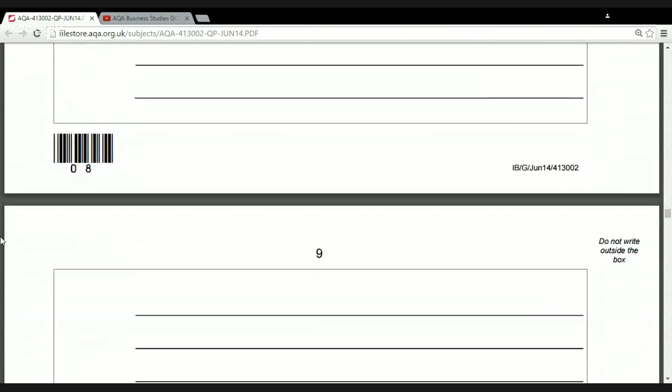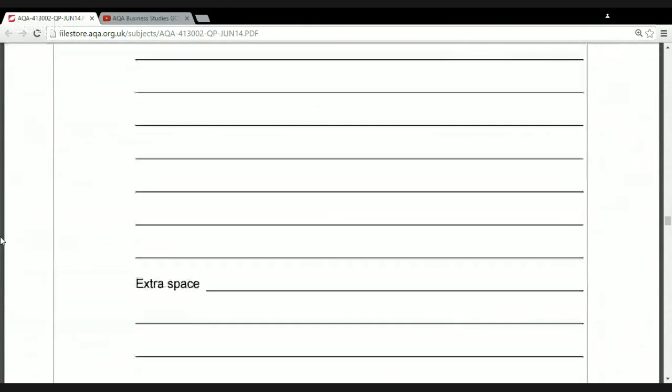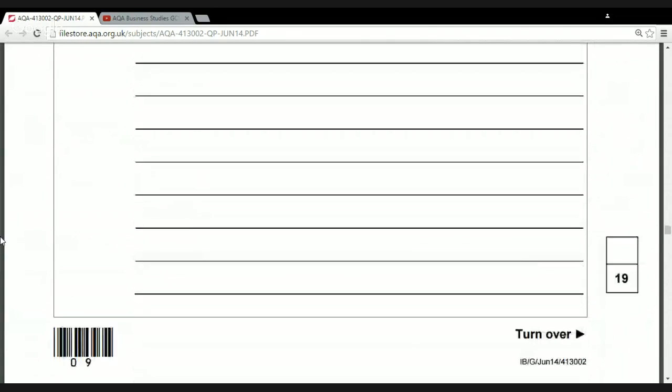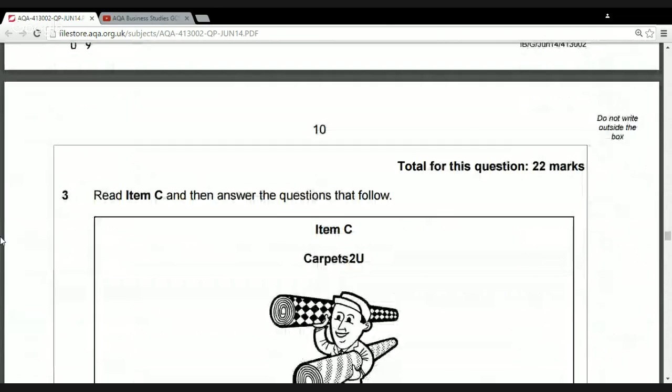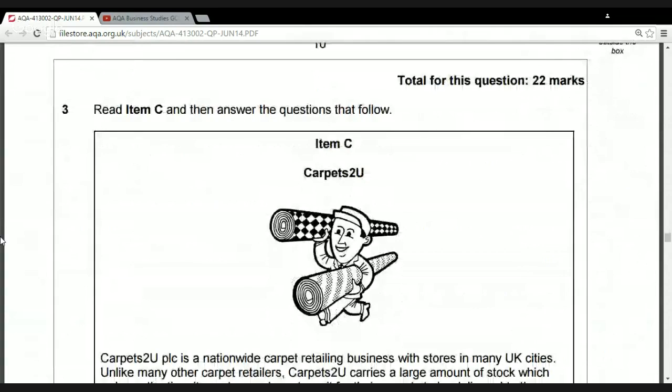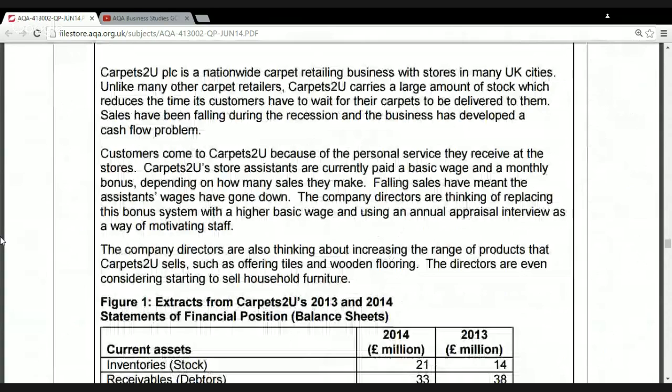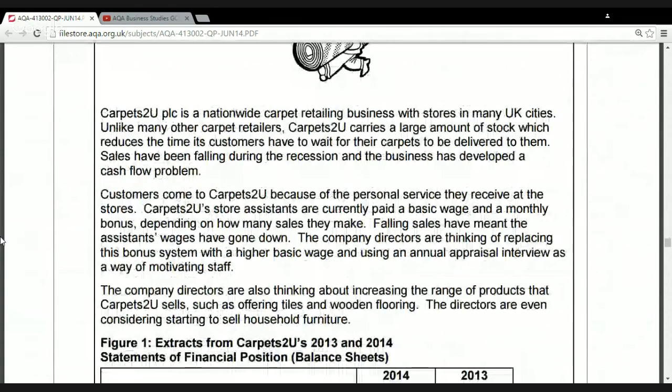The last case study is Carpets to You. Now, I picked this case because I felt like balance sheets are something that might come up. As last year was profit and loss, this year balance sheets are most likely to come up, okay?